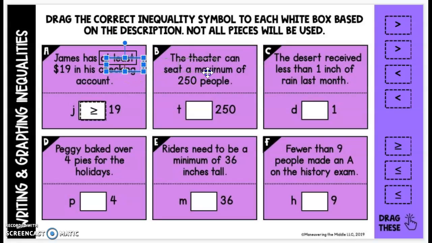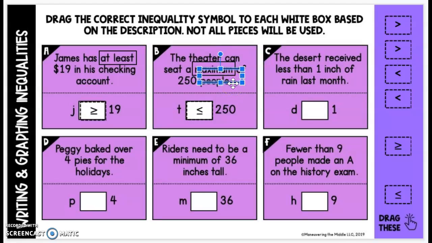The theater can seat a maximum of 250 people. So it's telling me that I can't go over 250 people. So T represents how many people are in there. It has to be less than or equal to 250 because I can put 250 in there, I just can't go over it. All right, so now I'm going to copy this again.